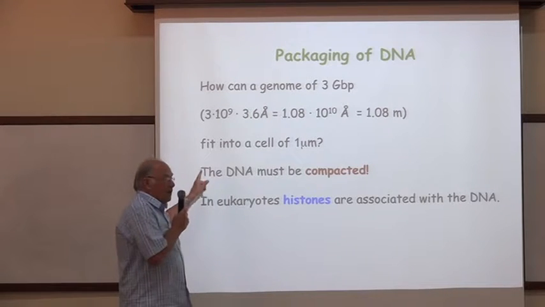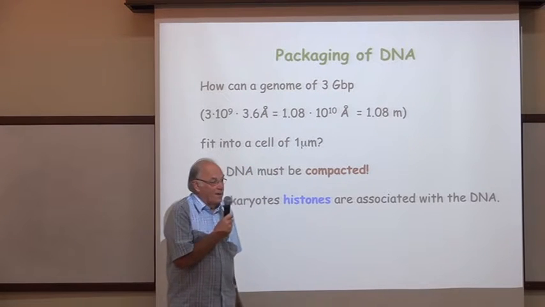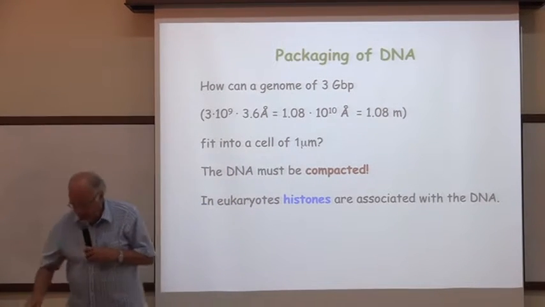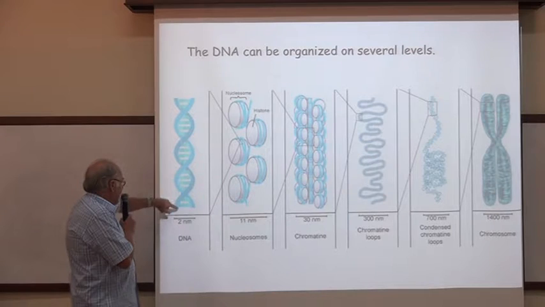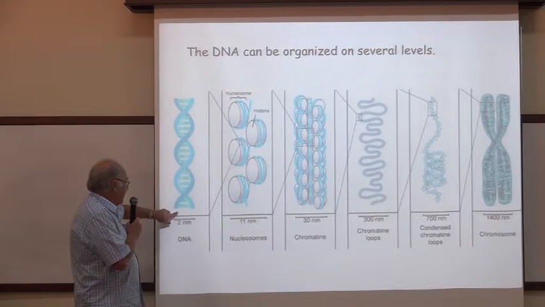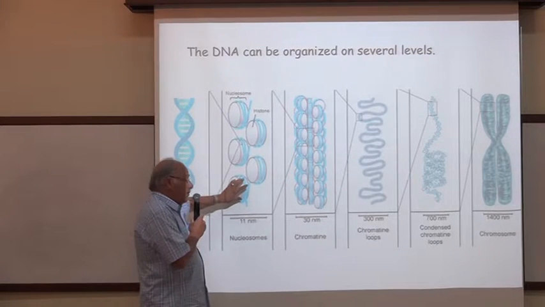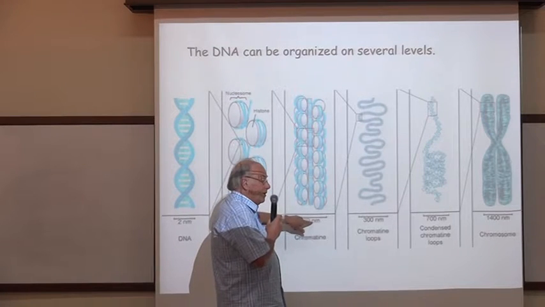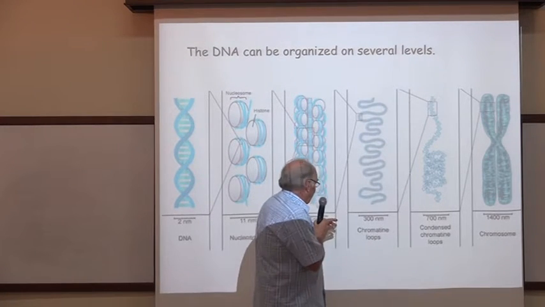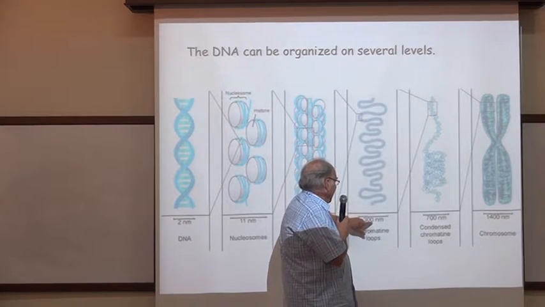Well, the DNA must be compacted somehow. And in eukaryotes, histones are associated with the DNA. So the histones are one important part of the packaging. So here is, for instance, the double-stranded DNA, and the size of this is roughly 2 nanometer or 20 angstrom. Then we come to the nucleosomes, and the size of a nucleosome is roughly 110 angstrom or 11 nanometer. Then we come into a fiber which has a 30 nanometer dimension. Then the chromatin makes loops, and these are in the size of roughly 300 nanometer.